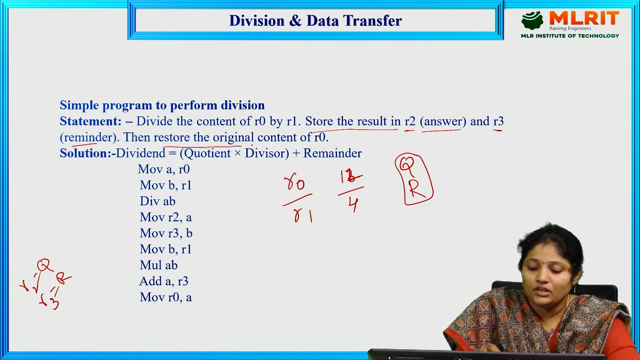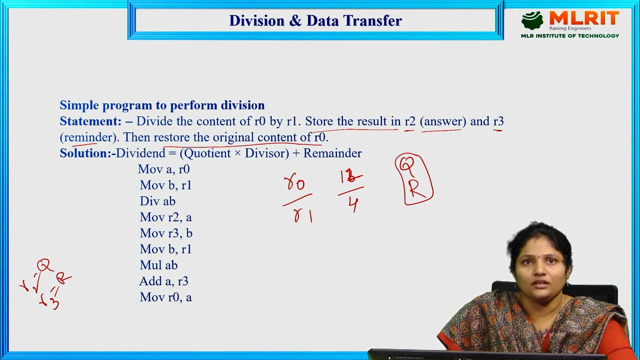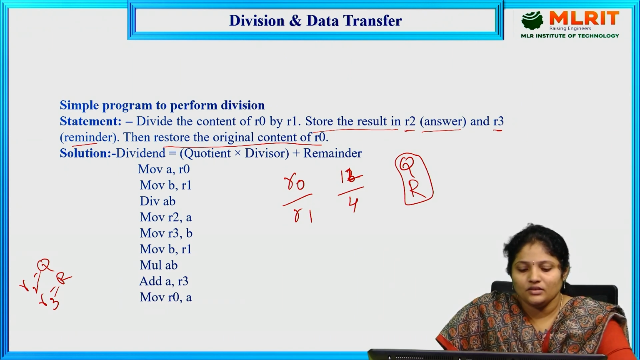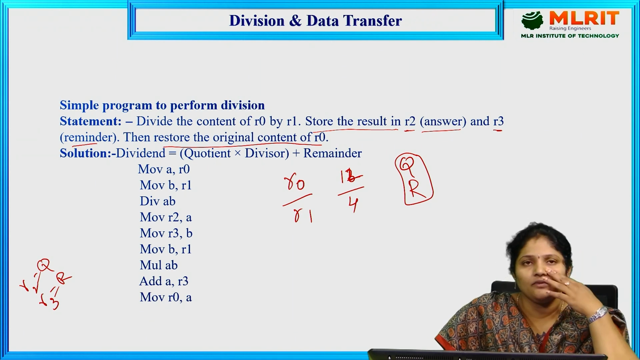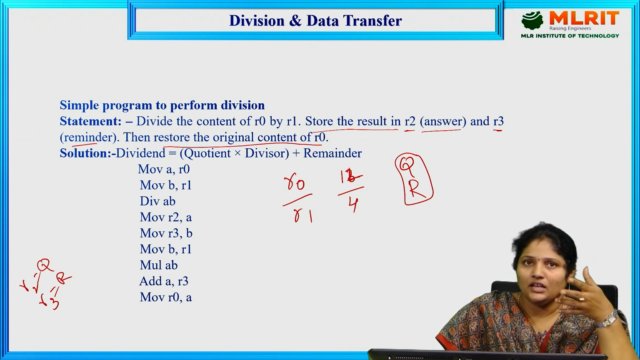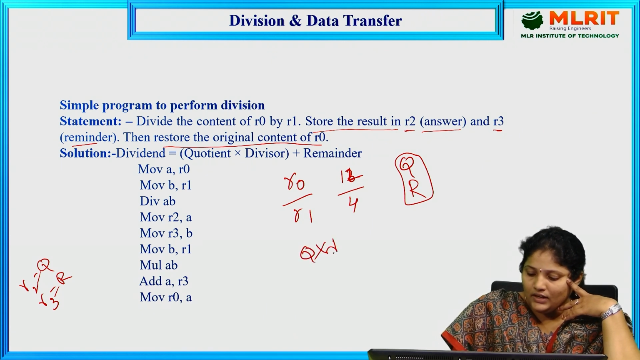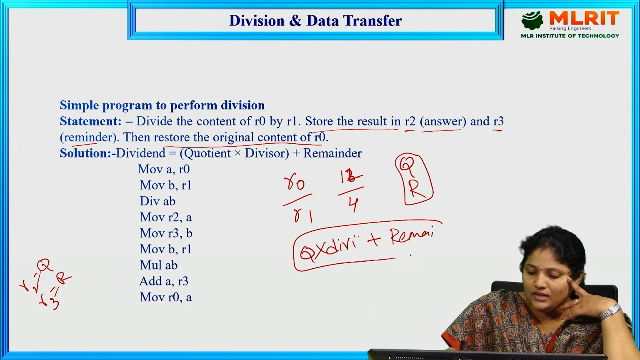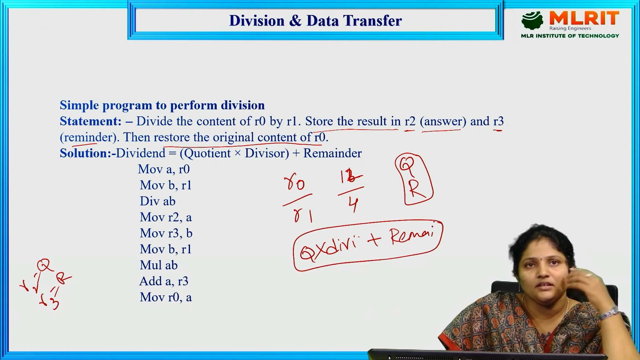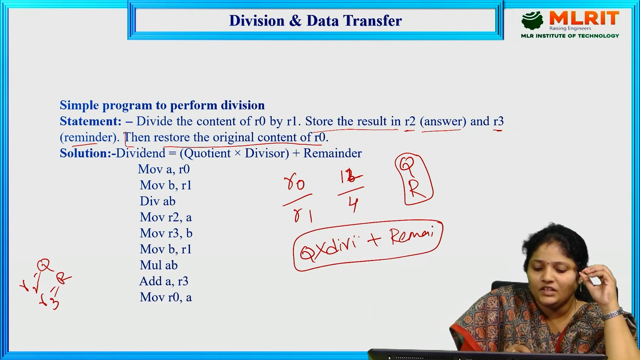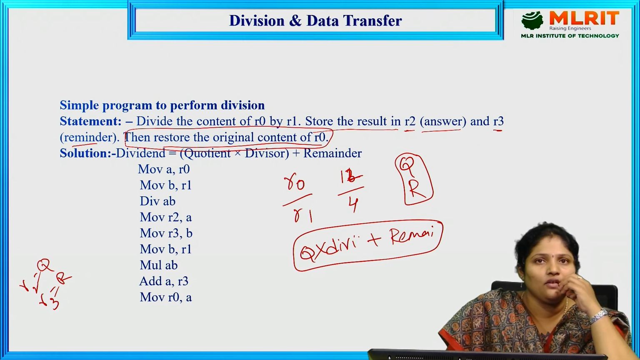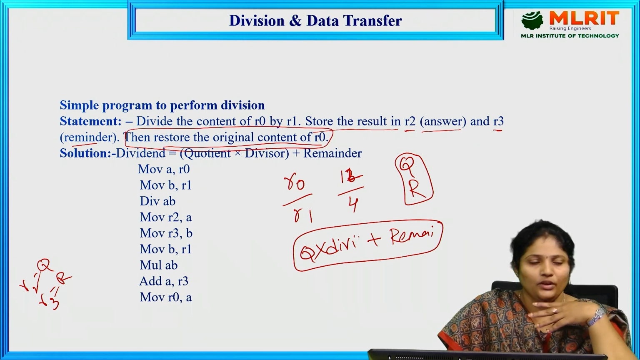Then restore the original content of R0. So suppose if we are taking R0 as dividend, right? So we need to find out the dividend. So what is the formula or how we can find out the dividend actually? So the dividend is equal to coefficient into divisor plus remainder, right? So we need to follow this formula to restore the original content of R0. So we will see how we are doing this, right?